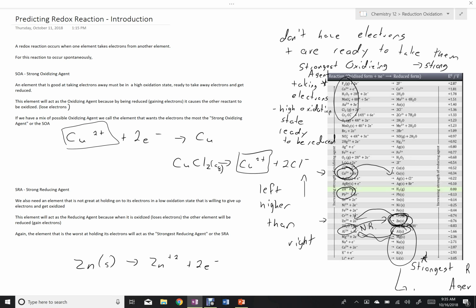I'm going to include a couple examples now where I look at big lists of elements and ions, and we're going to figure out what reduction oxidation reaction would happen by taking the highest one on the left in comparison to the lowest one on the right to come up with the overall reaction.